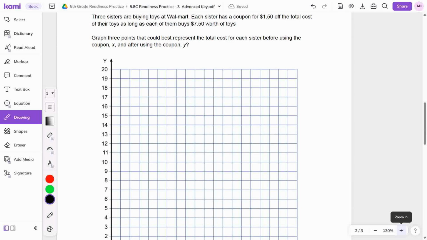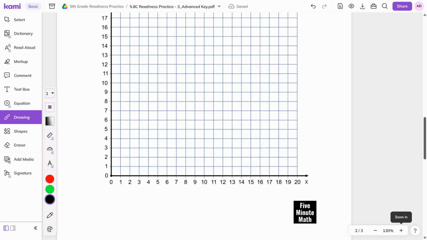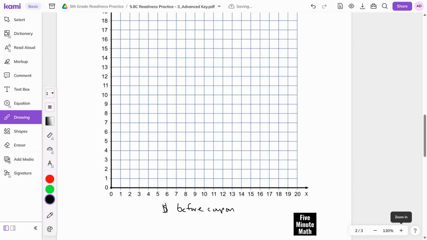All right, so 3 sisters are buying toys at Walmart, and each sister has a coupon for $1.50 off the total cost as long as each of them buys $7.50 worth of toys. All right, so we need to have an x-axis that is before the coupon. So let's label that before the coupon. And it's the cost before the coupon, so let's put a dollar sign. And then the y-axis is after the coupon. So this is the cost after the coupon.